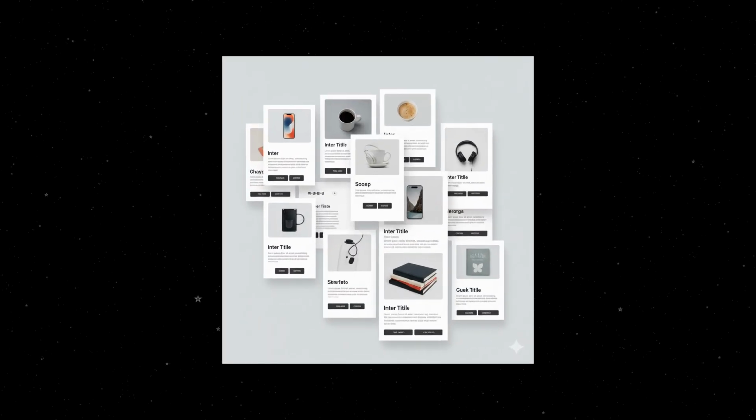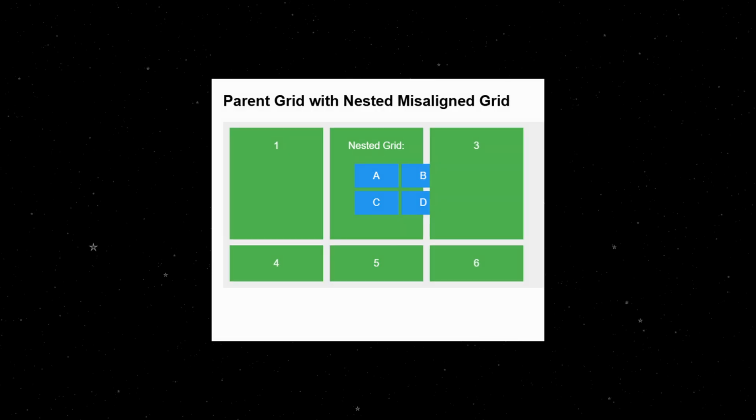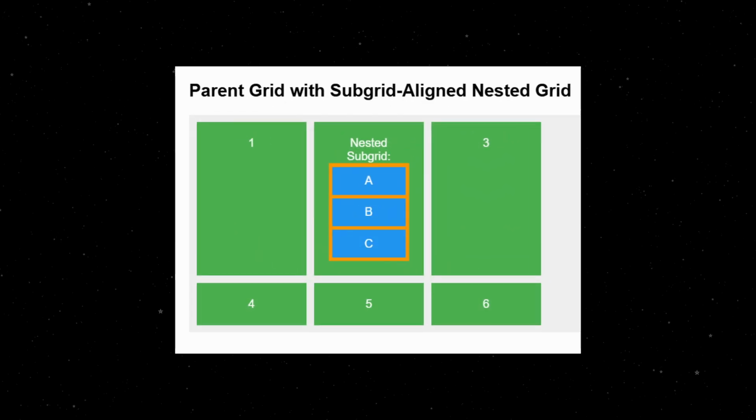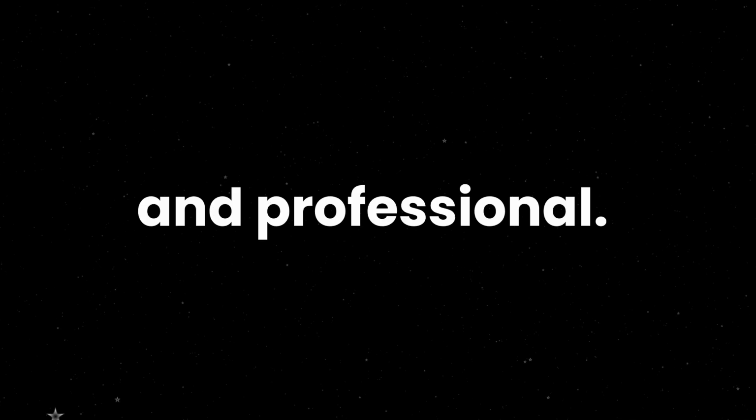Imagine building product cards, blog posts, or dashboards where you have nested grids for images, text, and buttons. Without Subgrid, every nested piece risks drifting out of alignment. With Subgrid, everything shares the same structure, so the whole page looks unified. That's why Subgrid is such a powerful addition to CSS Grid. It solves one of the biggest headaches with nested layouts and helps us keep our designs clean, consistent, and professional.